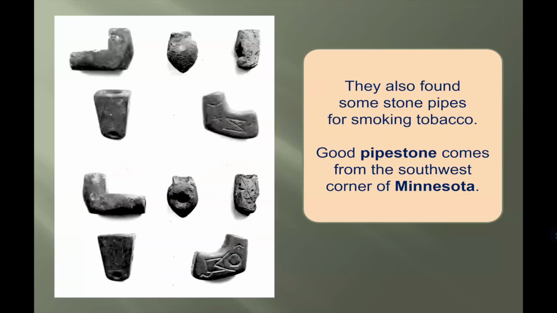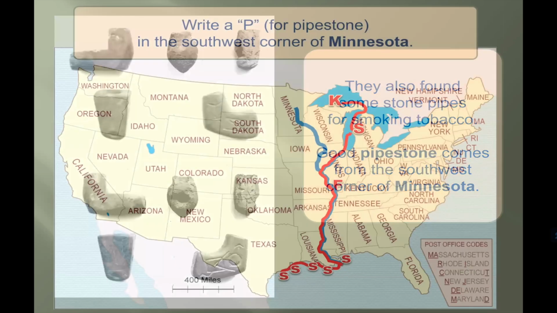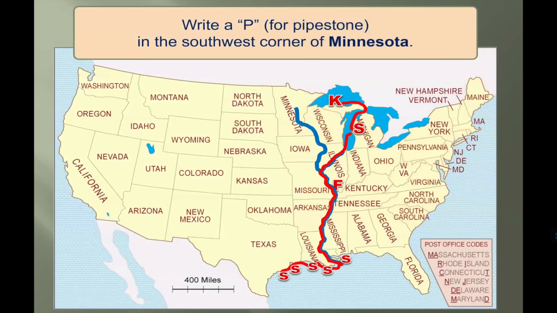They also found some stone pipes for smoking tobacco. And pipestone comes from just one place in southwestern Minnesota. So find southwestern Minnesota, put a P down there for pipestone, and then you've got to figure out how to get the pipestone on your canoe.